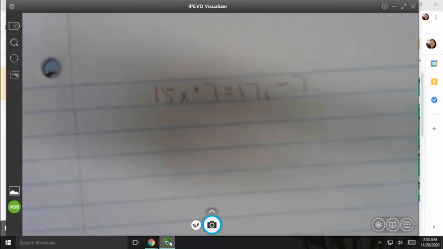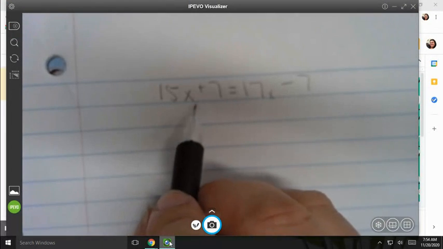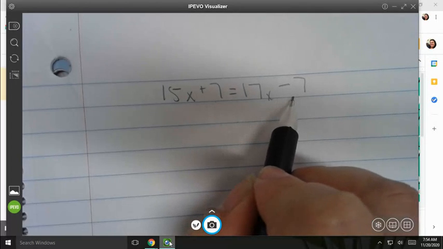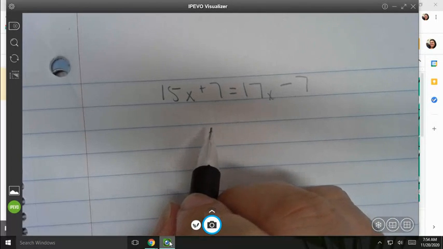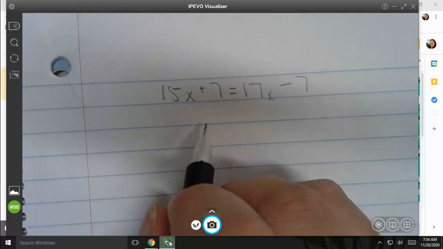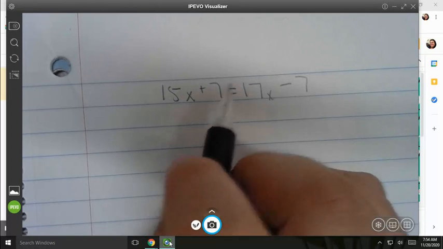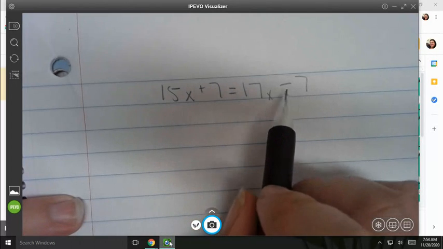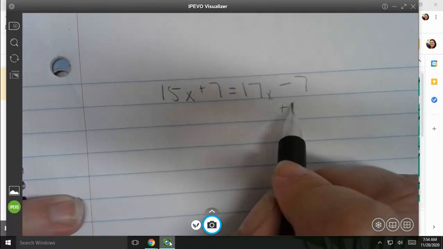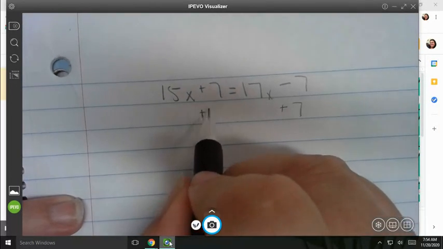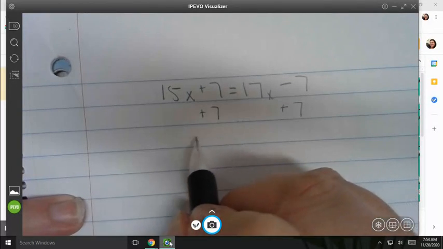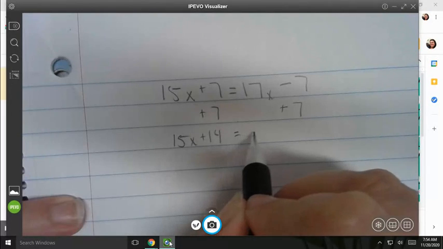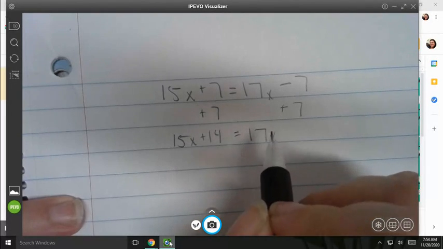So here we go. We have our equation written out here. 15x plus 7 is equal to 17x minus 7. Let's go through, and we want to combine our like terms and get our digits to one side and our x's to the other. So this is a negative 7. The best way to get rid of that is we're going to just add 7 to both sides. And that's going to give us 15x plus 14 equals 17x.